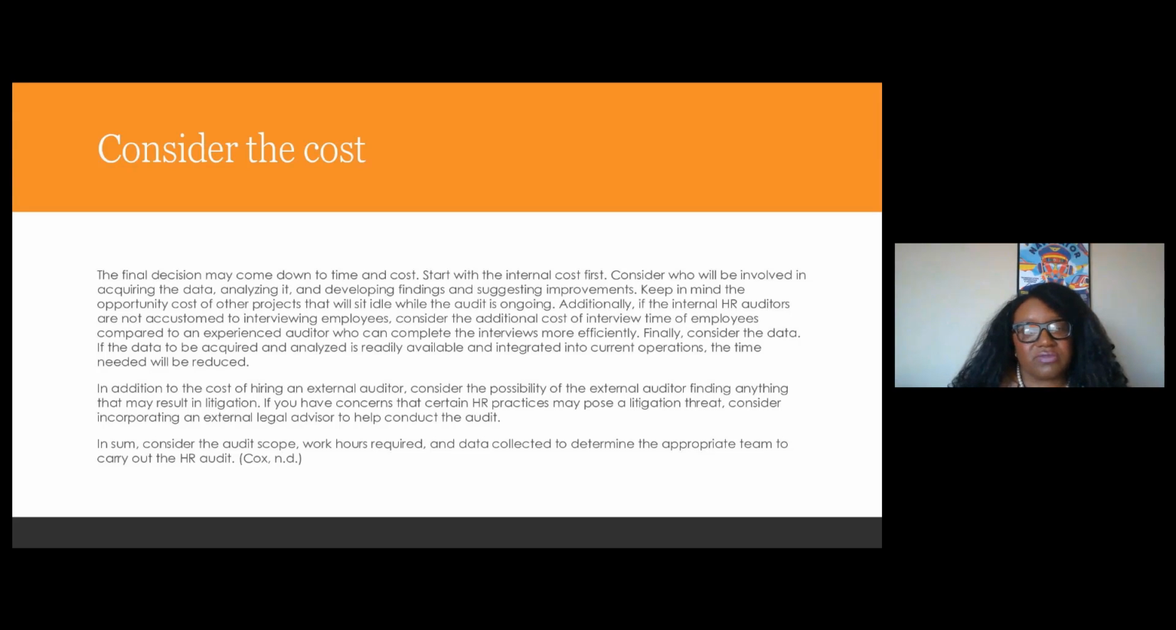In addition to the cost of hiring an external auditor, consider the possibility of the external auditor finding anything that may result in litigation. Remember, Non-Disclosure Act, you're hiring them.